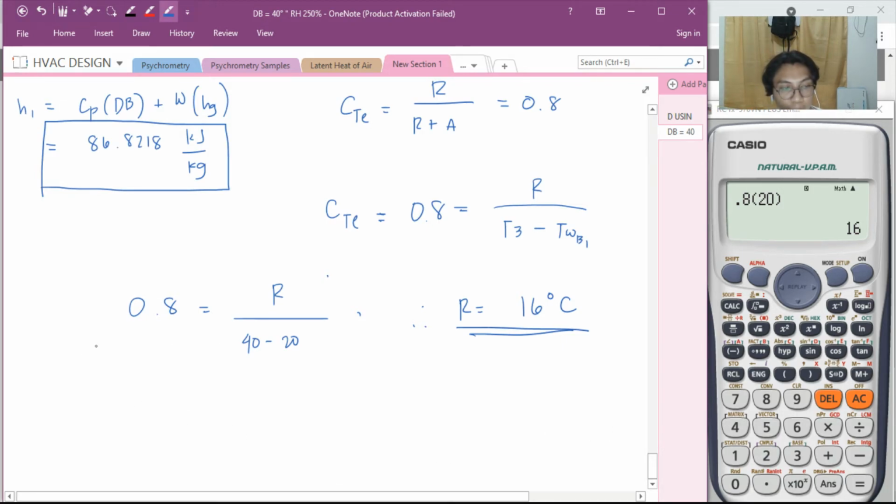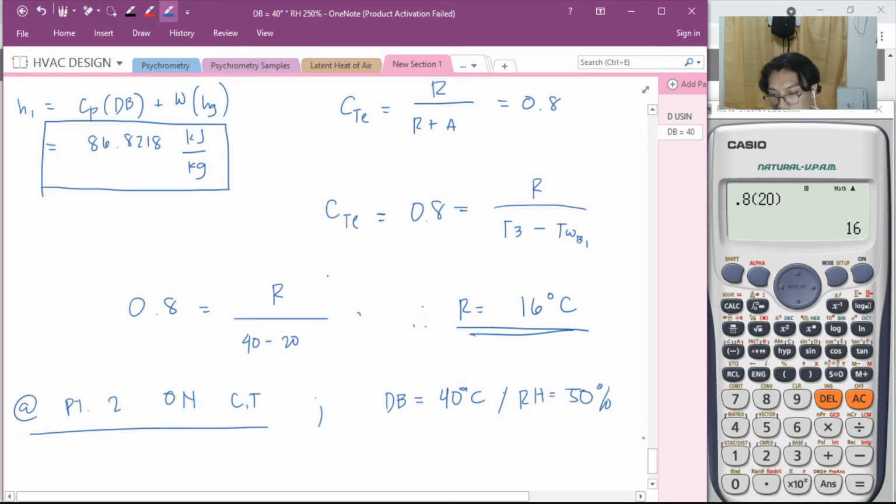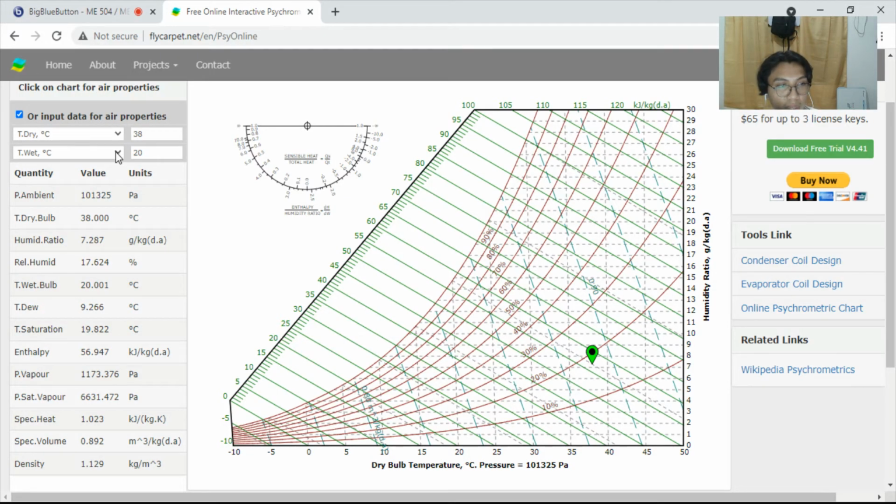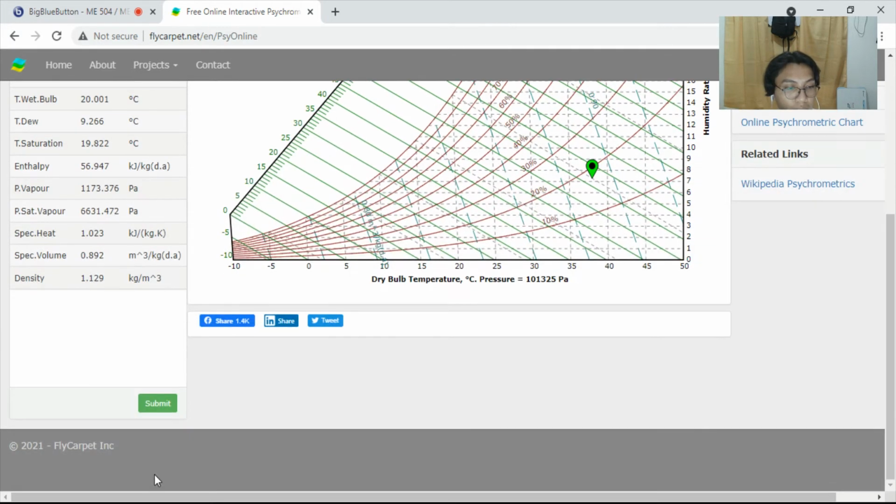Hinanap na natin at 0.2 naman sa cooling tower. At 0.2 on cooling tower. Anong condition given? That is, dry bulb is 40 degrees Celsius and then RH is 50%. Hanapin natin 'to sa app na lang ulit. Dry bulb tsaka RH. Lolo ko lang 'to minsan yung app. 40 tsaka 50. Submit.